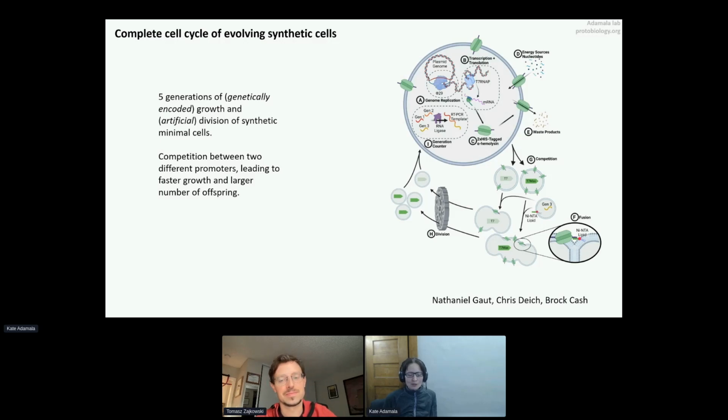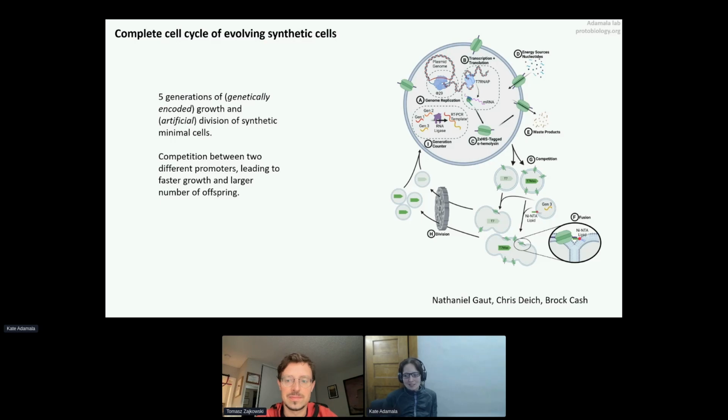We grow, we have competition. The competition is enabled by a genetically encoded growth mechanism. And then we divide, still artificially. We're not able to do a division in any spontaneous way. That's the job for people that actually work on the cytoskeleton. But this is the mechanism that shows you can have natural selection and you can have this complete cell cycle.